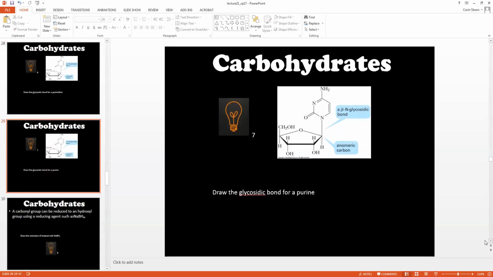Now do the same for a purine, using the examples shown above, where obviously this is a pyrimidine. You need to substitute that pyrimidine with any one of the purines that were given previously.